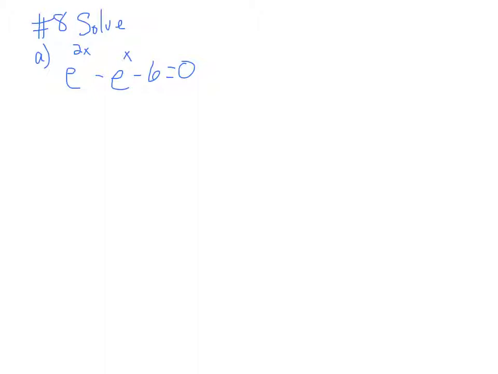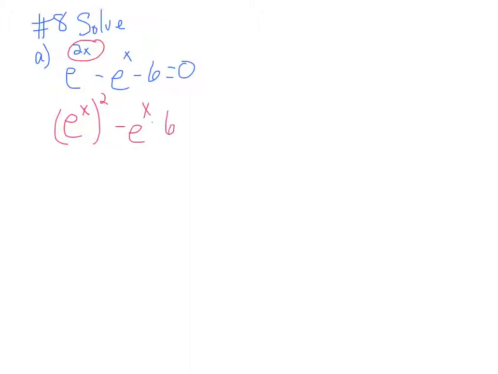Well, I want you to think about the fact that you can rewrite the first guy as e to the x with a 2 on the outside. You agree with that? That e to the 2x is the same thing as e to the x squared, because a power to a power means you multiply.